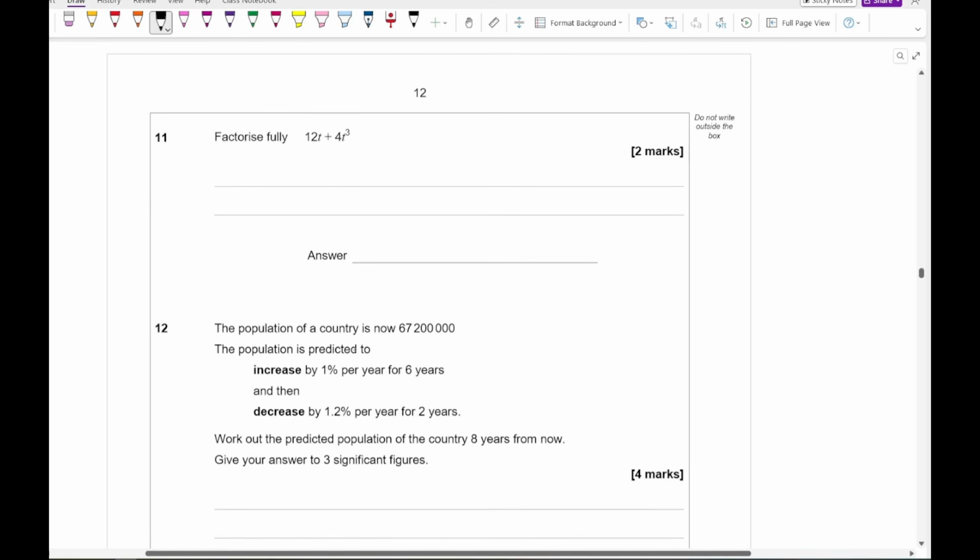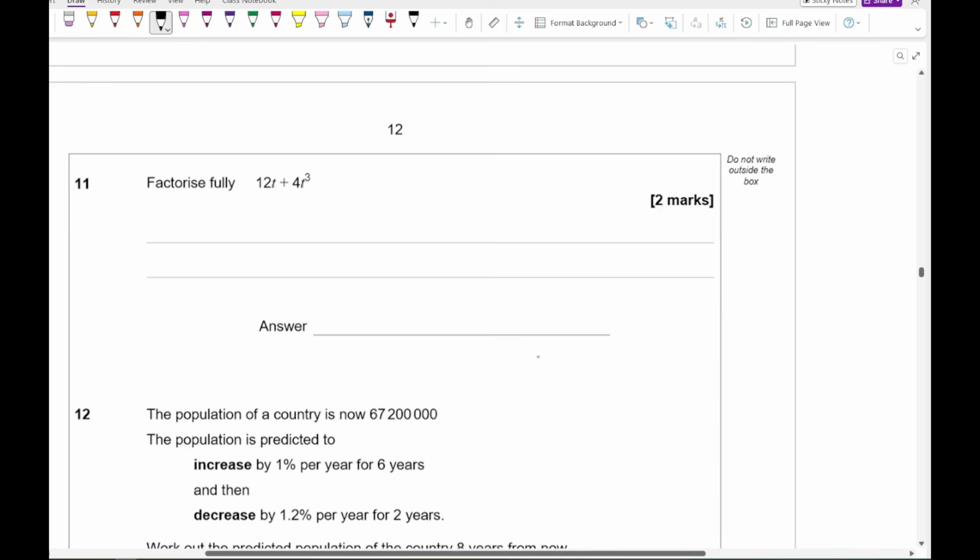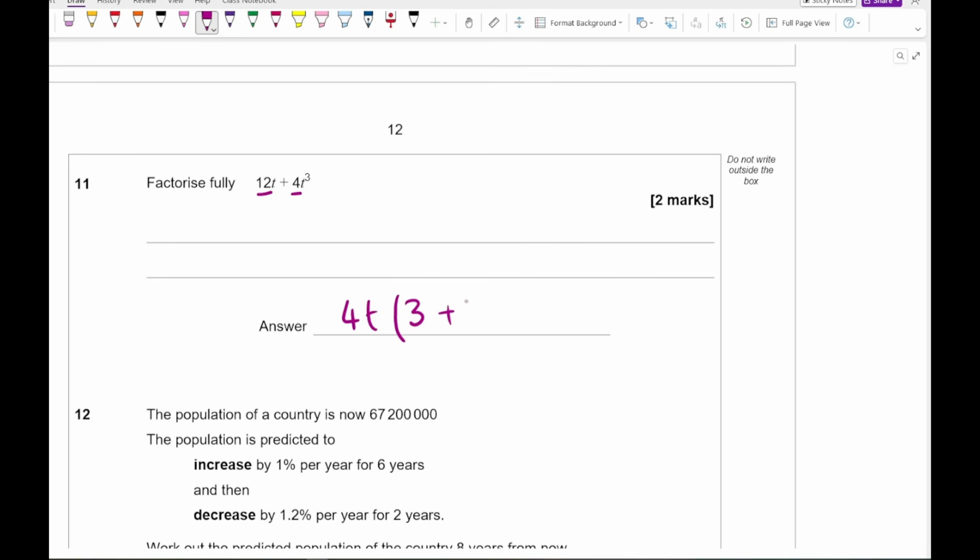Moving on to question 11, it says to factorise fully. Let's just zoom in so we can see it all in its entirety. Factorise fully 12t plus 4t cubed. Now for this, all we need to do is take out the common factor of 12t and 4t cubed. So the highest common factor of the numbers is 4, and both terms have got the letter t. And then what do we multiply 4t by to get 12t? Well, that's going to be 3. And what do we multiply 4t by to get 4t cubed? That's going to be t squared.